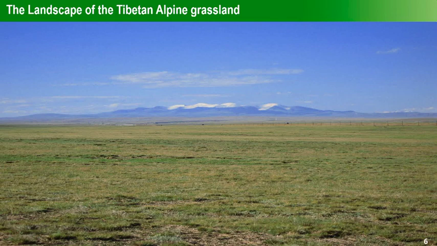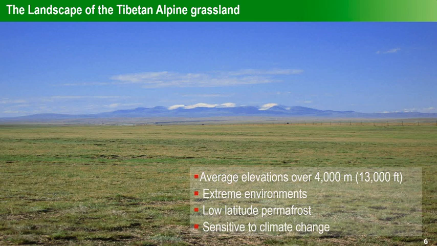This is a landscape of Tibetan alpine grassland. There you see the grass is very short. The average elevation is about 4,000 meters, about 13,000 feet above sea level. It's a very extreme environment. Because of the altitude, it's a low-latitude permafrost region, with seasonal permafrost all around. This permafrost is important for carbon storage, and it's also very sensitive to climate change.